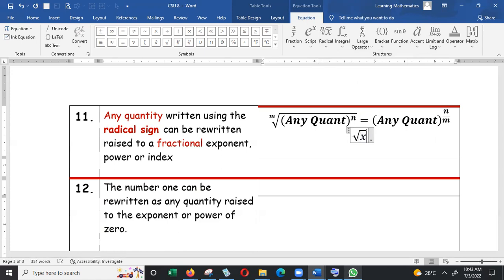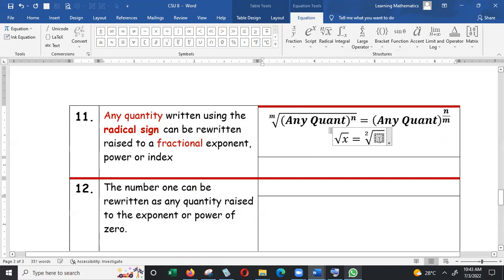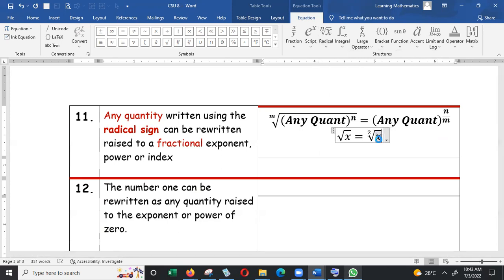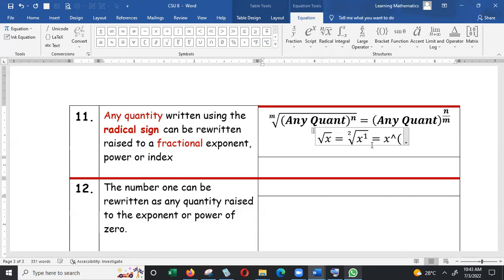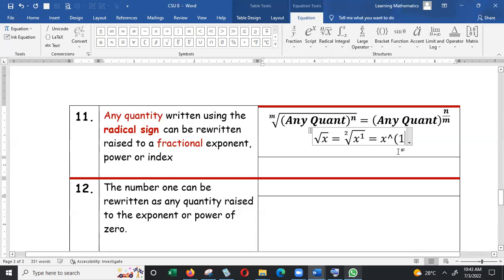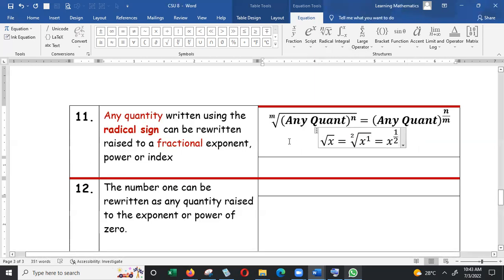Now, this can be rewritten as the square root with the degree, so you can see the 2, and x raised to an exponent of 1, because there's an invisible 1 as the exponent, and this will enhance the translation of rewriting this as x raised to 1. That 1 there is the exponent, becomes the numerator, divided by the degree 2, which will become the denominator. So if you start with the radical, you can end with the fractional power.